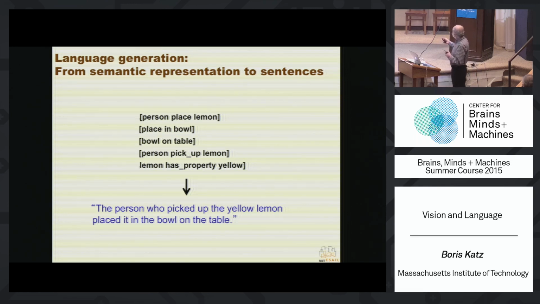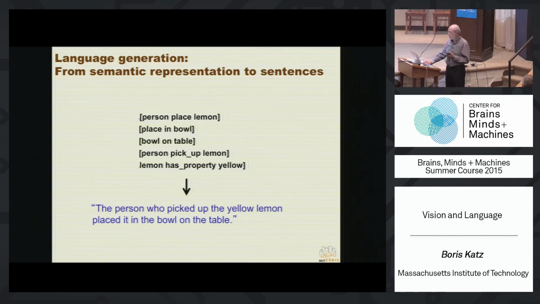So given a set of ternary expressions, the machine will create a sentence: the person who picked up the yellow lemon placed it in the bowl on the table. But of course, this is a little bit silly, just parroting the same sentence back. You want the machine, for example, as I said, to ask you a question or indicate a negative statement or rephrase it from different pieces that it knows about. So in fact, our generator is very flexible.